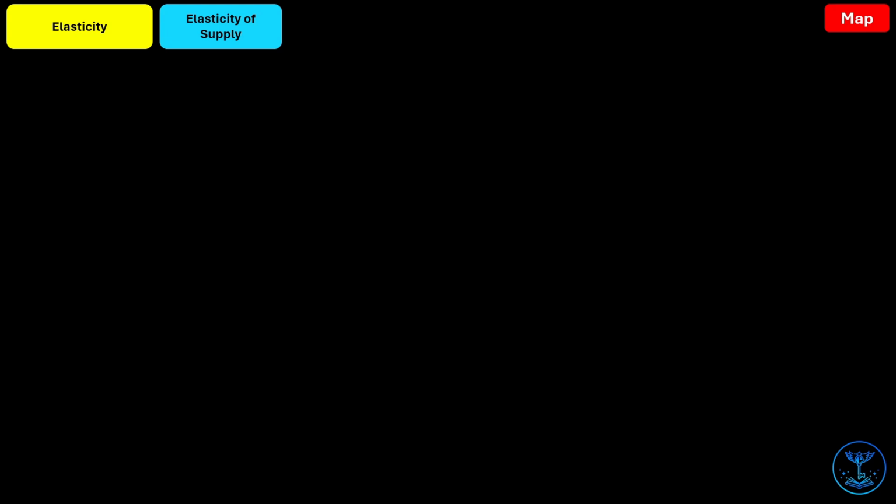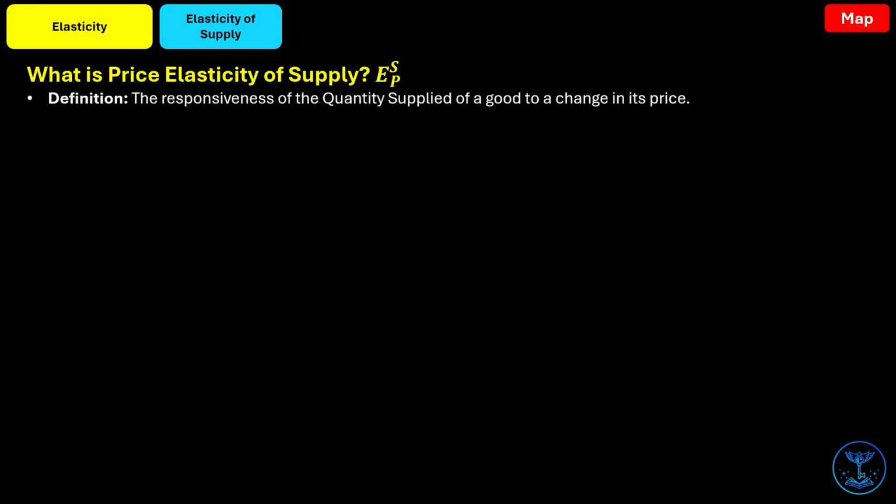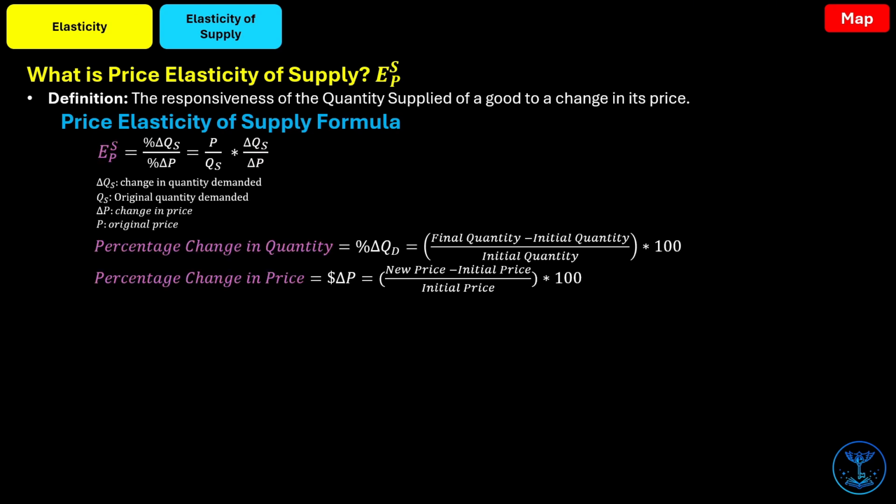Right, so now going on to the elasticity of supply. So what is price elasticity of supply, or ESP? The definition is the responsiveness of the quantity supplied of a good to a change in its price. So now we're looking at the supply curve. The price elasticity of supply formula is ESP is equal to the percentage change in QS, your quantity supplied, divided by your percentage change in P, which is price. This can be broken down into your price divided by your quantity supplied times your change in quantity supplied divided by your change in price.